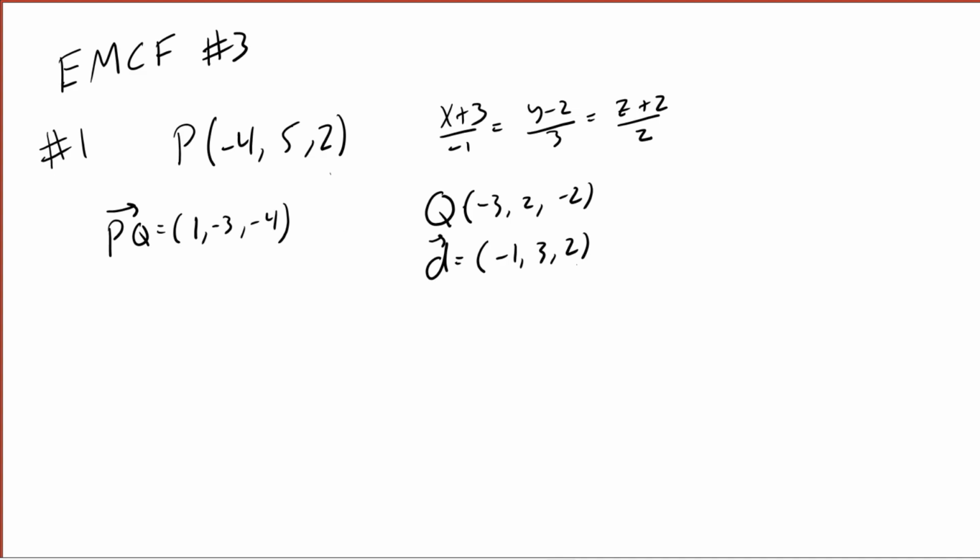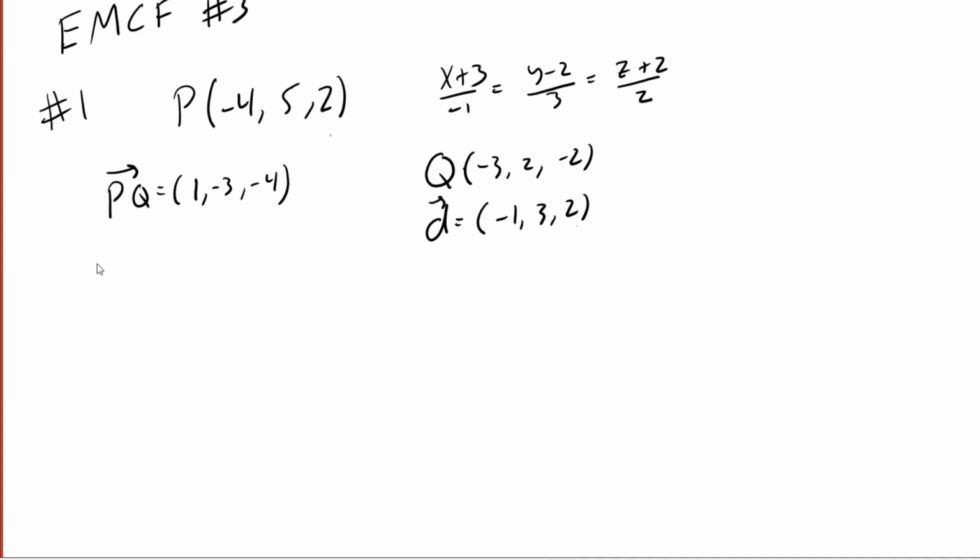So now that I have two vectors in the plane, I can do the cross product of the two. This is going to give me a vector that is orthogonal to both of these vectors. It's also going to be orthogonal to everything else in the plane that contains these two vectors. So let's get computing. i, j, k, plus, minus, plus, and I have (1, -3, -4) and (-1, 3, 2).